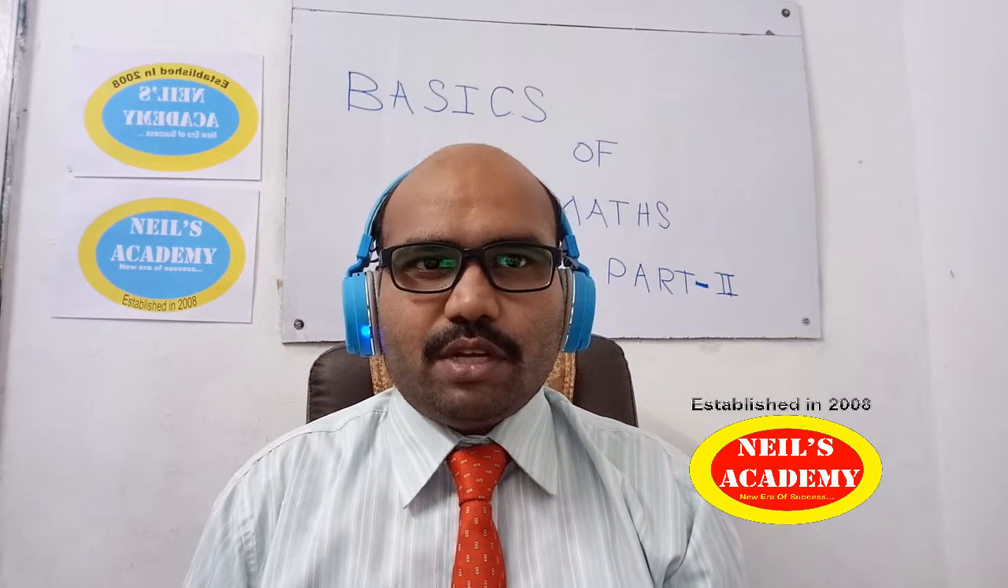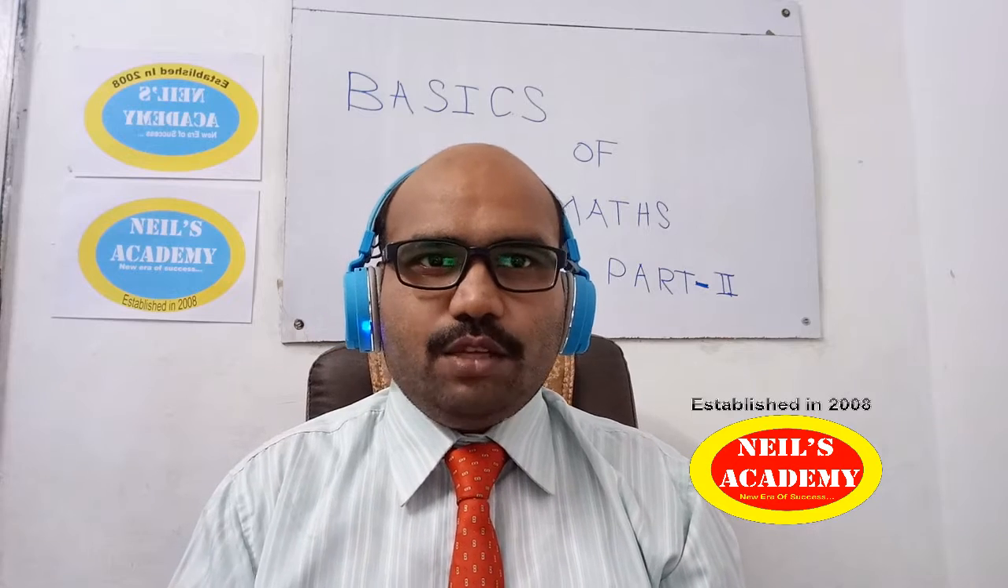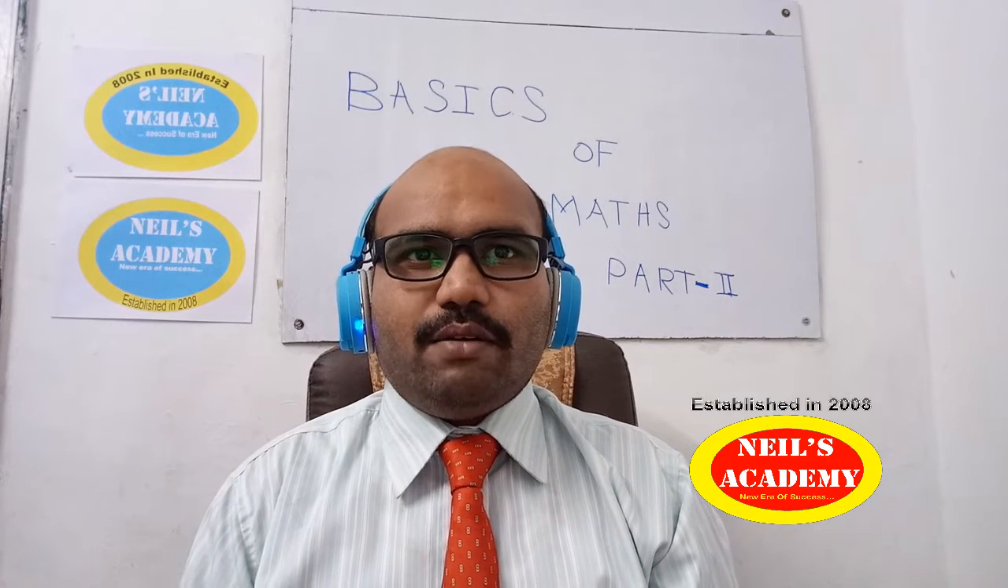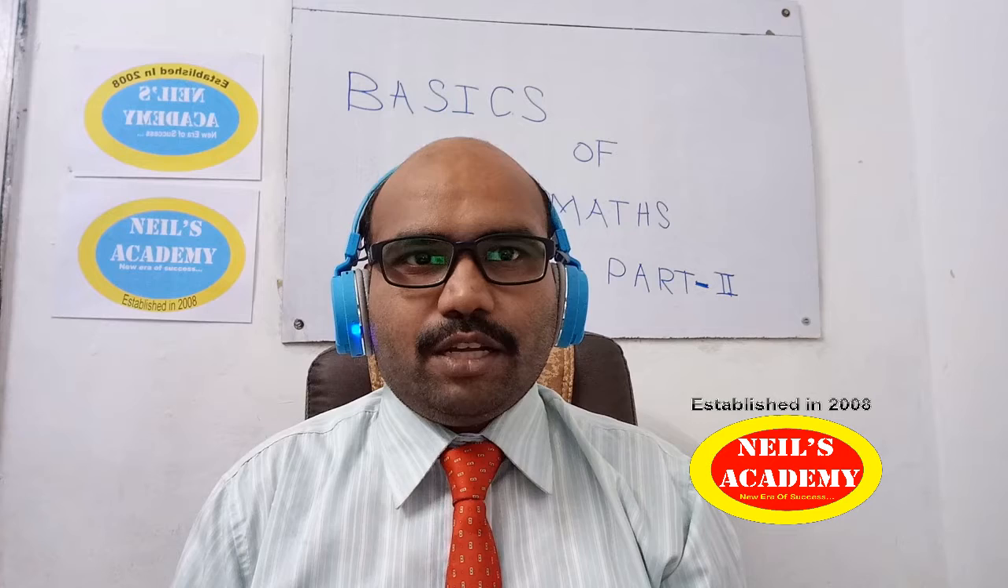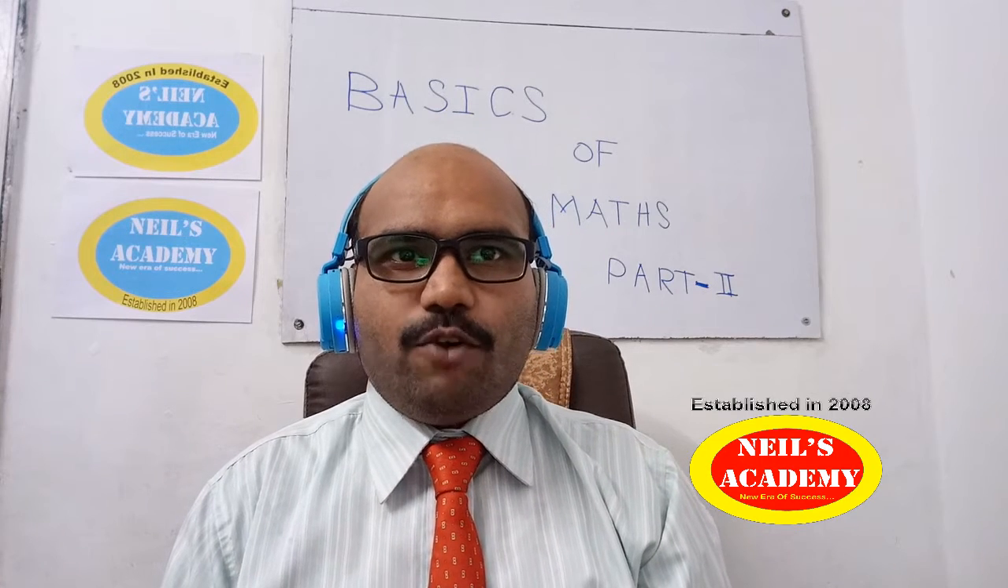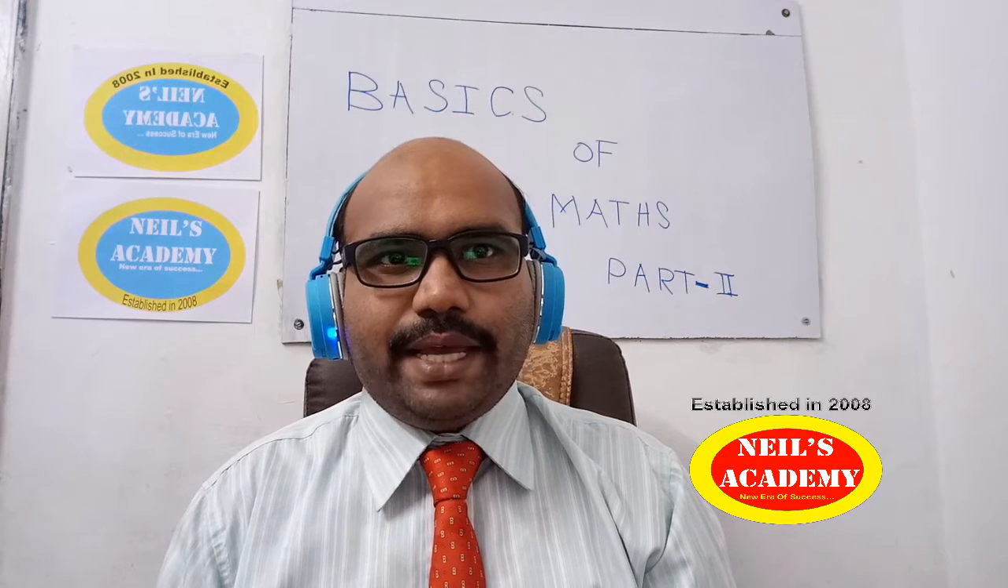I'll give you examples. 5 times 10, it's 50. You can give it very nicely. But 4 sevens, it's 28. 6 eights, 48. 9 nines, 81.